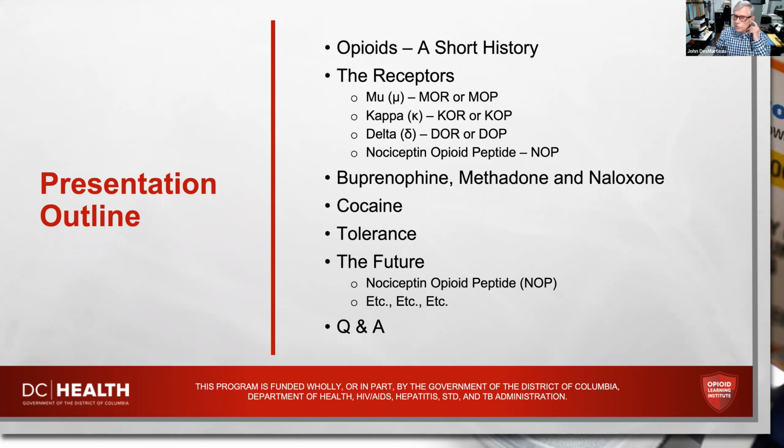So I'm going to start with a very short history of opioids. And then we'll move on to the receptors. Then we'll talk about buprenorphine, methadone, and naloxone. We'll talk about cocaine, tolerance, and what's the future? Where can we go with this?